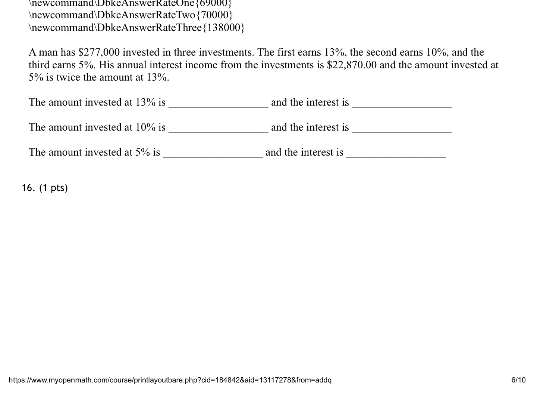Okay, so let's try to reason through this. He has 3 investments. So X is the amount of money invested at 13%. Let's say Y is the amount of money invested at 10%, and Z is the amount of money he invested at 5%. So you add up all the amounts he invested, he has $277,000 invested.